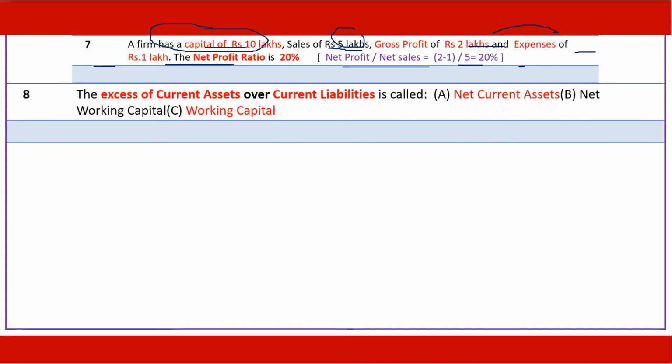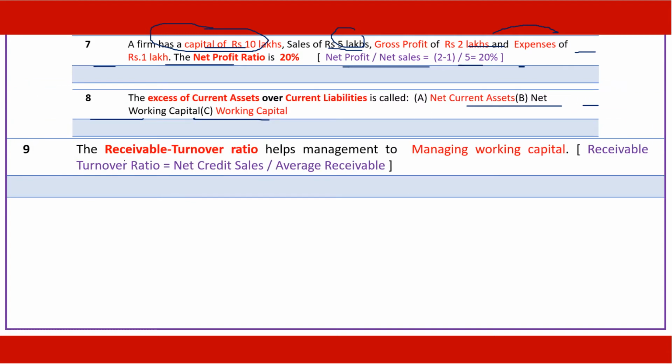The excess of current assets over current liabilities is called net current assets. It is also called net working capital, and it has got a third name of just working capital, plain and simple. Receivable turnover ratio helps management for managing working capital. Receivable turnover ratio means turnover divided by receivables, net credit sales divided by average receivable.